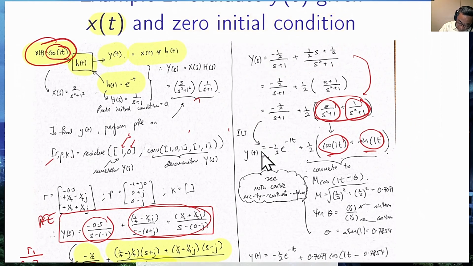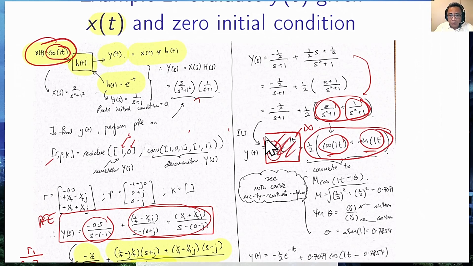Look at this term. When t equals 0, this is minus half. But when t equals infinity, this term disappears. So this term is the transient. It only exists for a short time. At time equals infinity, this term is completely gone, leaving a cosine and a sine. But didn't I just tell you that if you send a cosine in, out comes a cosine? So what gives?